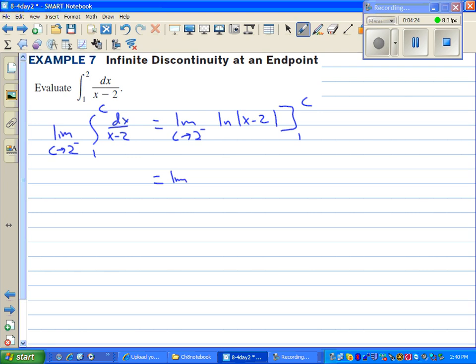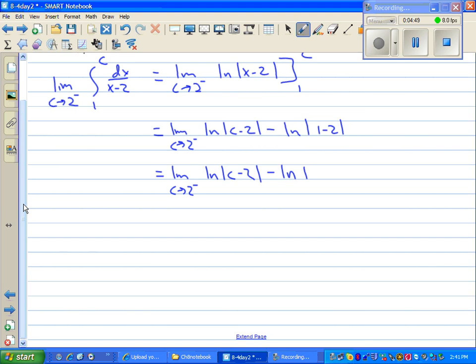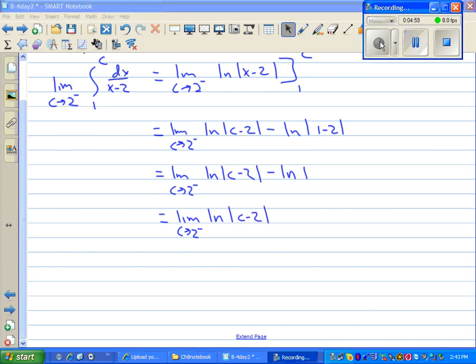So that's the limit as c approaches 2 from the left of the natural log of the absolute value of (c minus 2) minus the natural log of the absolute value of (1 minus 2), which is equal to the limit as c approaches 2 from the left of the natural log of the absolute value of (c minus 2) minus the natural log of 1. 1 minus 2 is negative 1, but of course we're going to take the absolute value of that. So that's equal to the limit as c approaches 2 from the left of the natural log of the absolute value of (c minus 2).